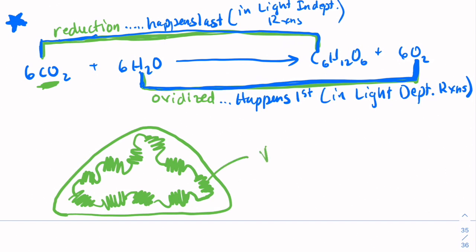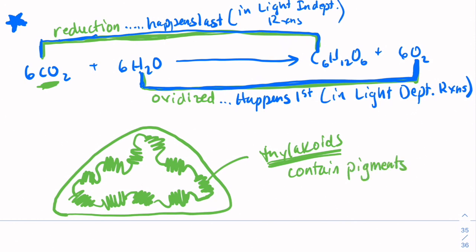So these are thylakoids. There we go. All right. What happens is that down in these thylakoids, there are these molecules called pigments. So they contain pigments, right?